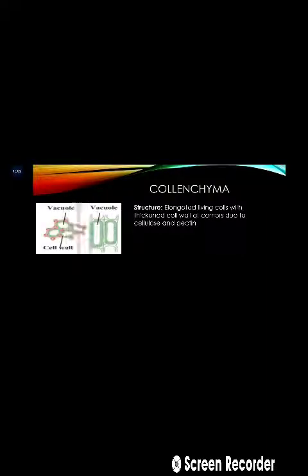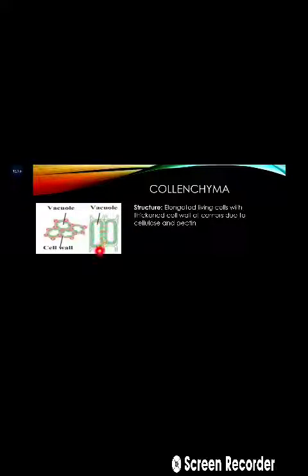The next tissue is collenchyma tissue. The structure of collenchyma cells is that they are elongated. They are also living cells, but they have thickened walls as compared to parenchyma. At the corners of this cell, you can observe the deposition of cellulose and pectin. Now these are kinds of carbohydrates and proteins. This is how the ideal structure of a collenchyma cell looks.